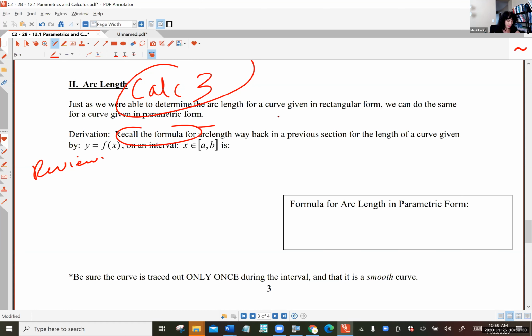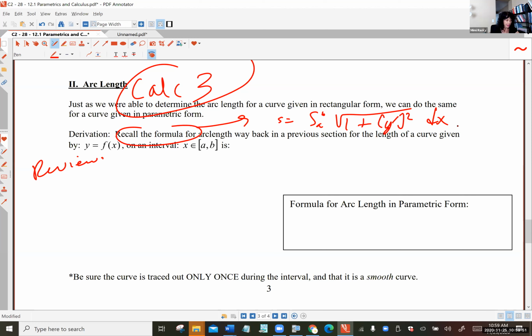The formula was S is equal to the integral going from a to b, and the weird radical was the square root of 1 plus y prime squared dx. We did this way back, I think in either the first or second week of school. Fine. So what has this got to do with us?